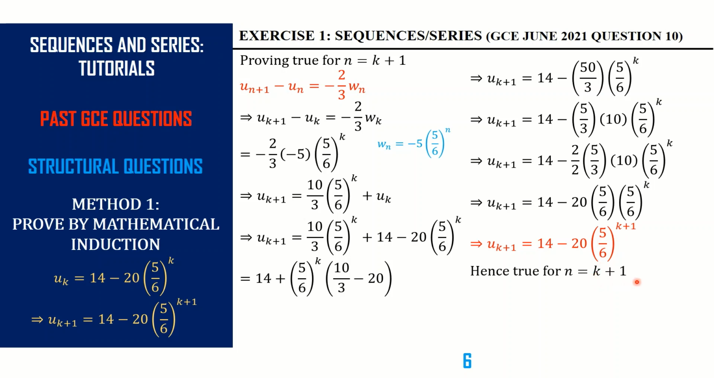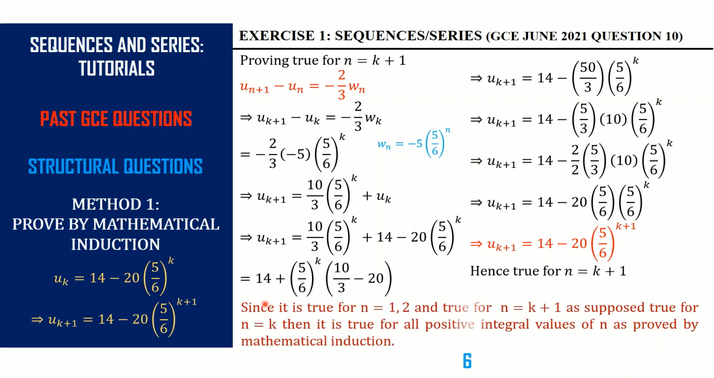So the statement p of k plus 1 is true, which is what we were supposed to prove. So we conclude that since it is true for n equal to 0, here is n equal to 0 and n equal to 1, not n equal to 1 and n equal to 2. So it is true for n equal to 0 and n equal to 1, and it is true for n equal to k plus 1 as we supposed, true for n equal to k. Then it is true for all positive integral values of n, as we have proved by mathematical induction.